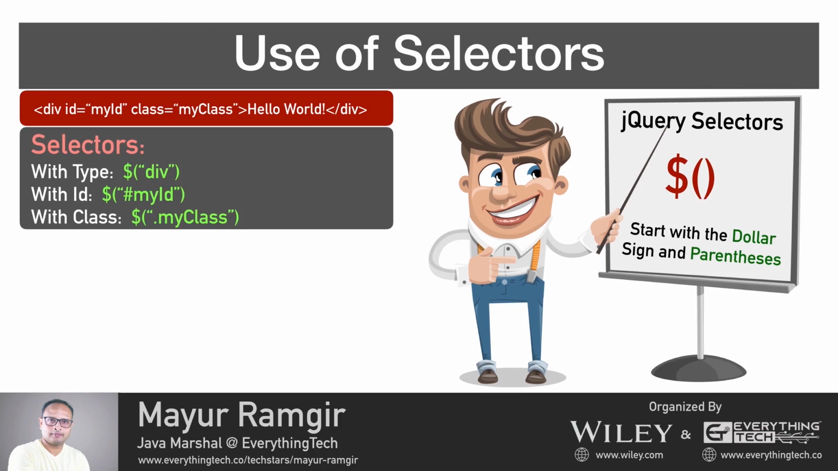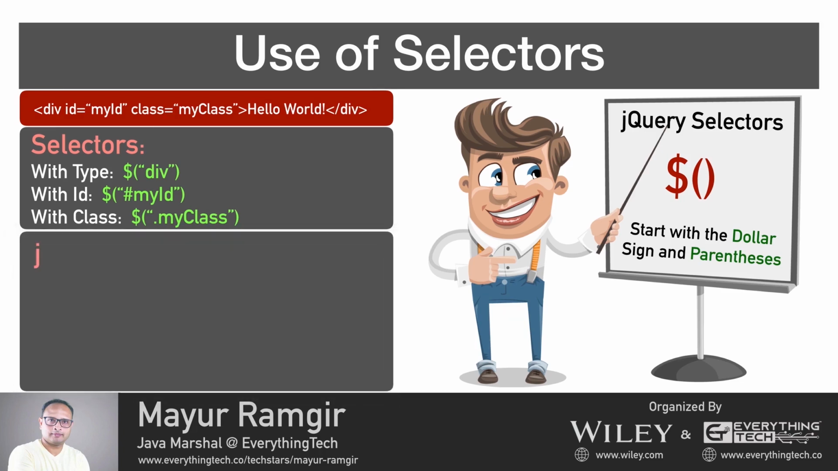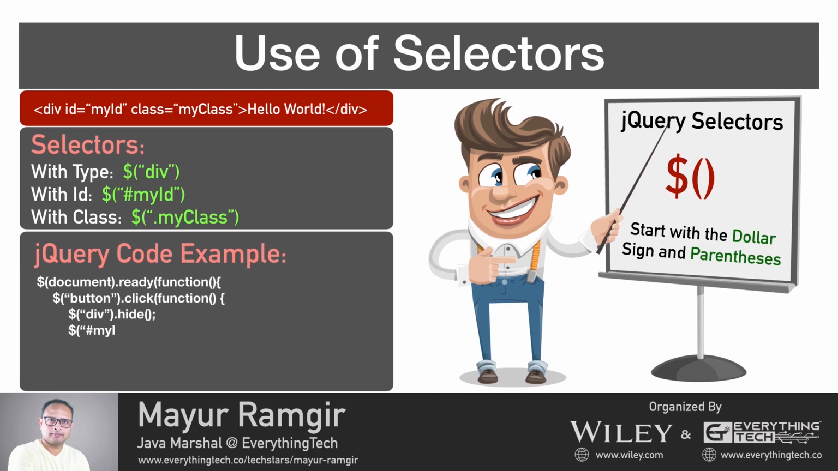It also has an ID selector like dollar, then open bracket, hash to specify this is an ID selector, and then the ID name as myID, followed by closing bracket. Similarly, we have a class selector, but instead of hash, we have dot to declare this as a class selector. Now see these selectors in this jQuery code, where we are using functions like hide and show on these selectors.